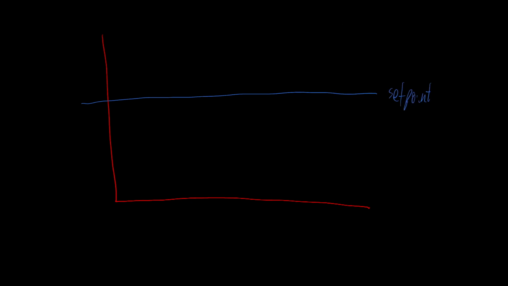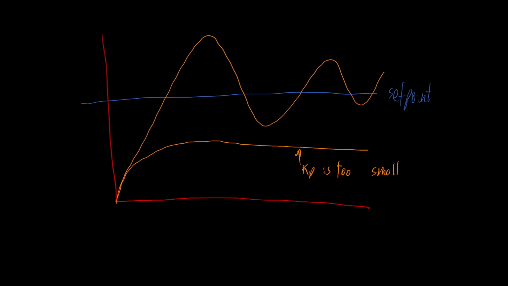Now if Kp is too small, it will look like this. This is what your control output signal will look like. And if Kp is too big, it will look like this, and you'll get those oscillations. Now if Kp is just right, then it looks like this. So Kp is correct. It's just right.